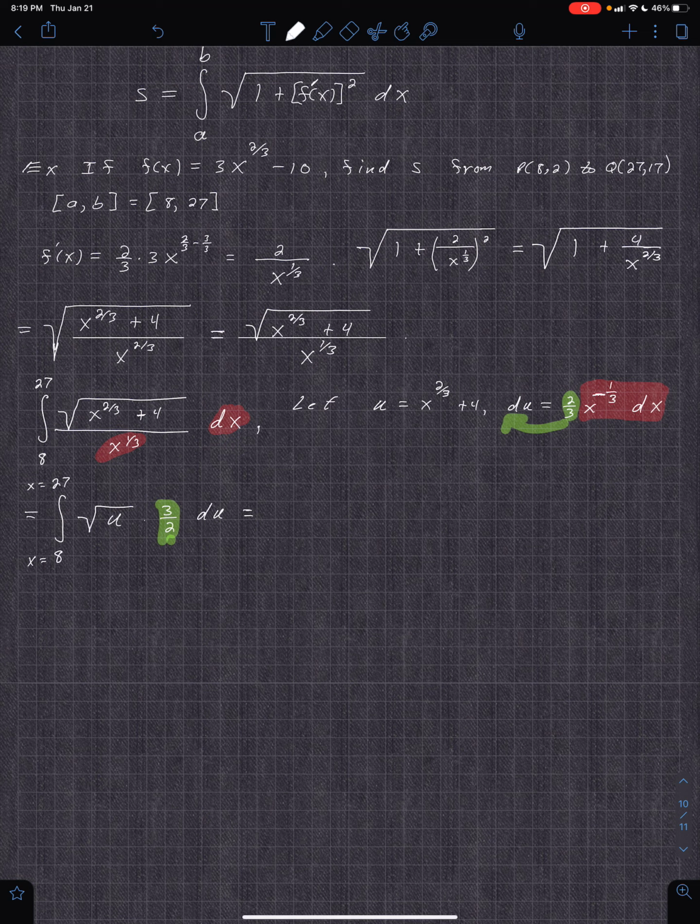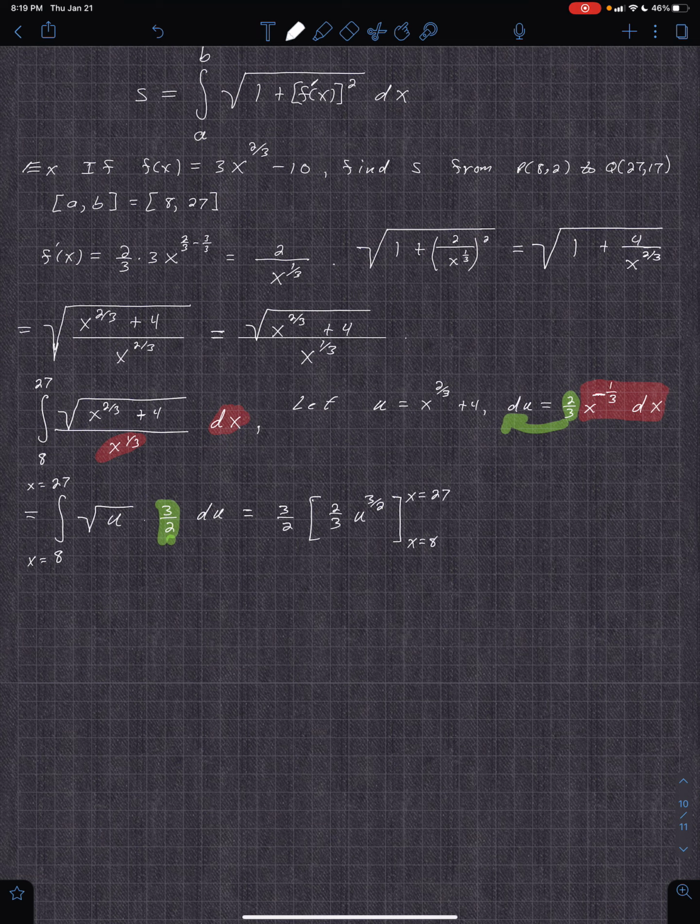All right, so now you integrate square root of u. I'll go ahead and bring out the 3/2. And then we just do this separately. This is 2/3 u to the 3/2 when you integrate the radical. And then this is still x equals 8 to x equals 27.